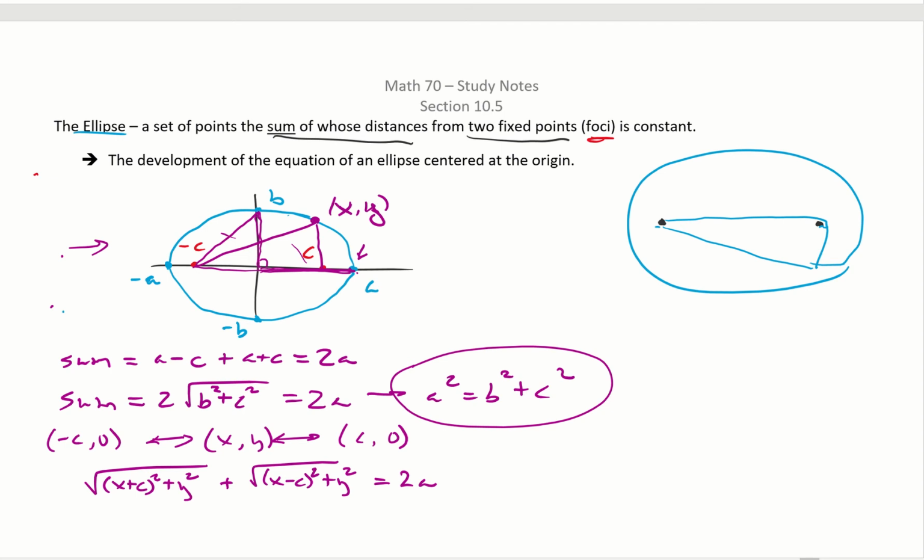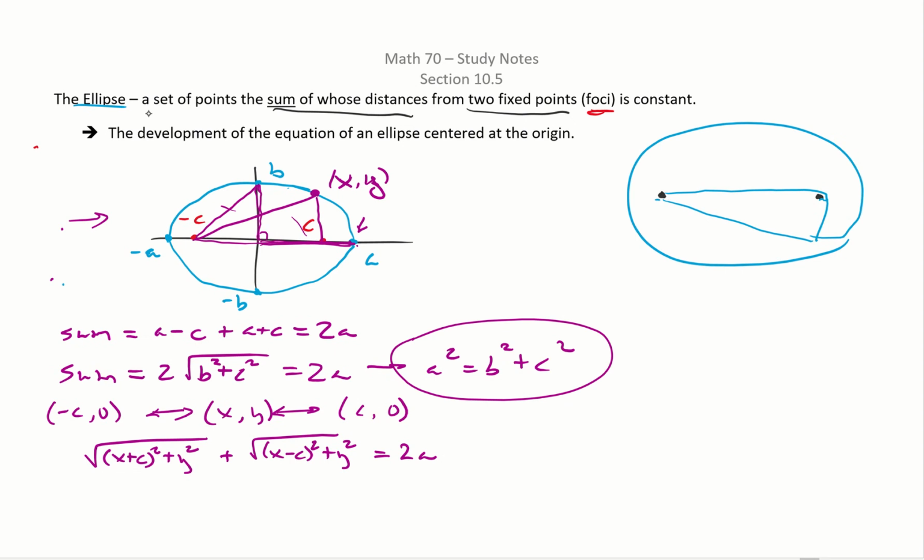So in order to break this out of its prison and get the form, what I'm going to do is isolate this radical here, x plus c squared plus y squared. Prepare for a lot of algebra here in this case. Okay, we're going to have to square both sides here. We're going to have to square both sides actually twice.